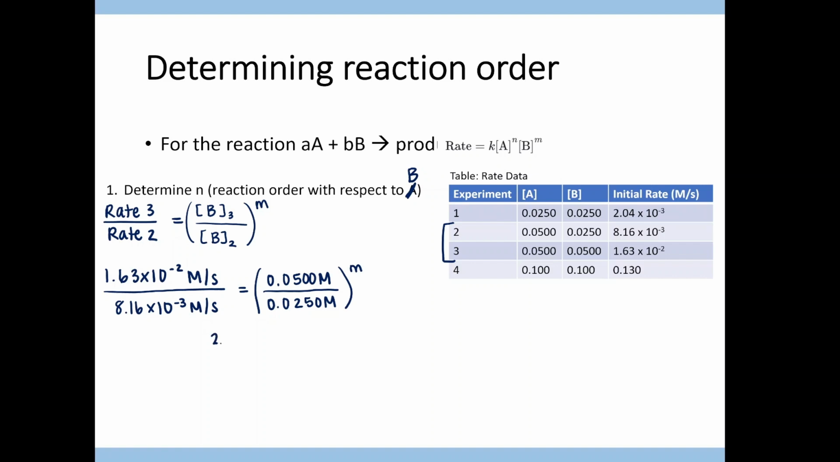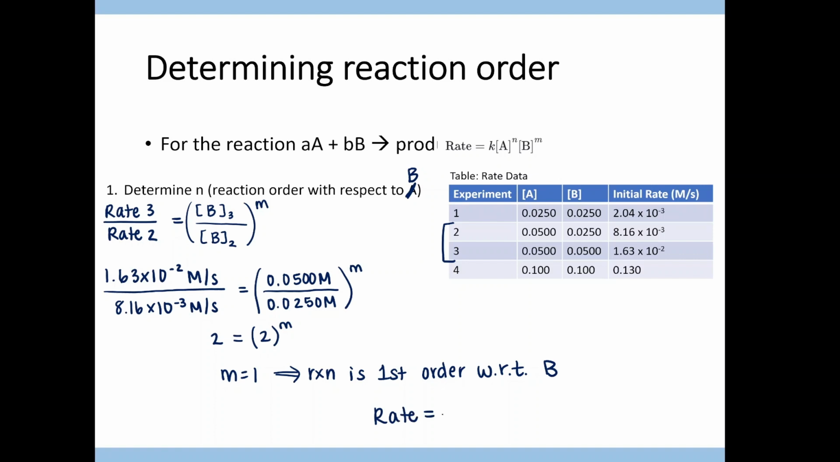Simplifying both sides, the left side is equal to 2. The fraction on the right side is equal to 2, to the power of m. Now we think, 2 raised to which exponent would equal 2. That would be if m, that exponent, equals 1. So this tells us the reaction is first order with respect to B.